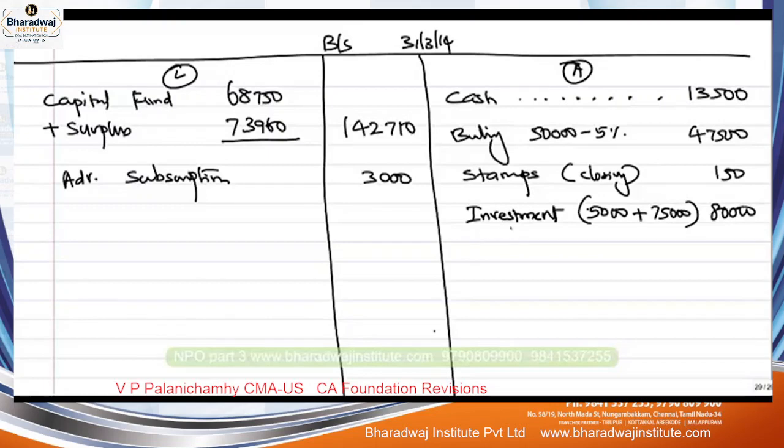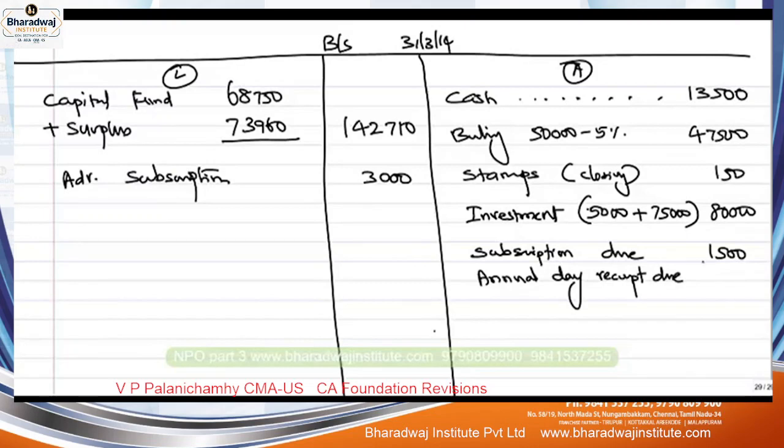Then where is it, see? Yeah, subscription due. Subscription outstanding at the end of the year. Adjustment, like adjustment number C. How much is given? 1500 will come. Then what else? Annual day receipts receivable. It is to be received, due. Receivable, how much? 2500 or 250? 250.